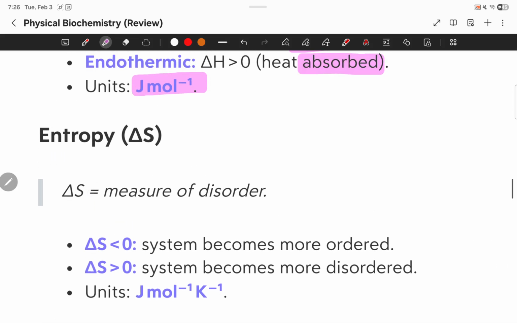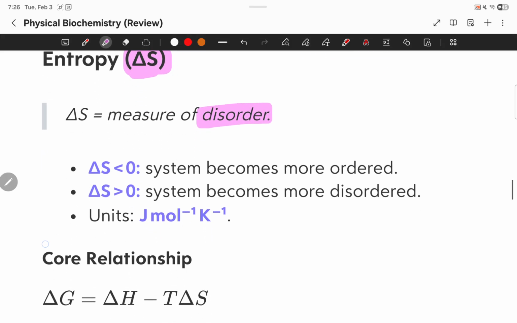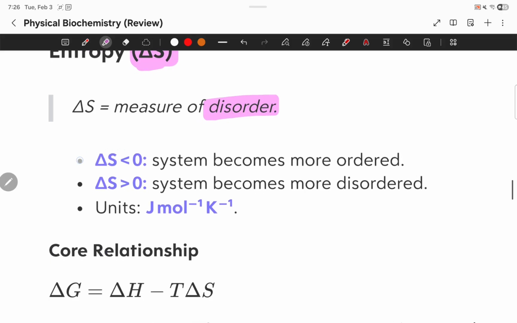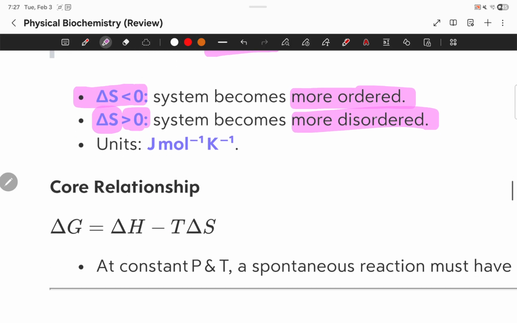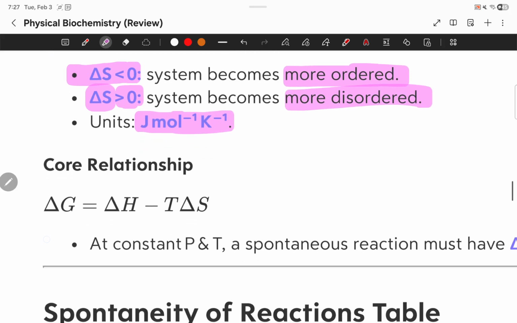Now talking about entropy. Entropy is basically the measure of disorder, and the symbol of entropy is delta S, okay? If delta S is less than 0, the system becomes more ordered, okay? And if delta S becomes greater than 0, the system becomes more disordered. We have an increase in entropy. The units are basically joules per mole per Kelvin.